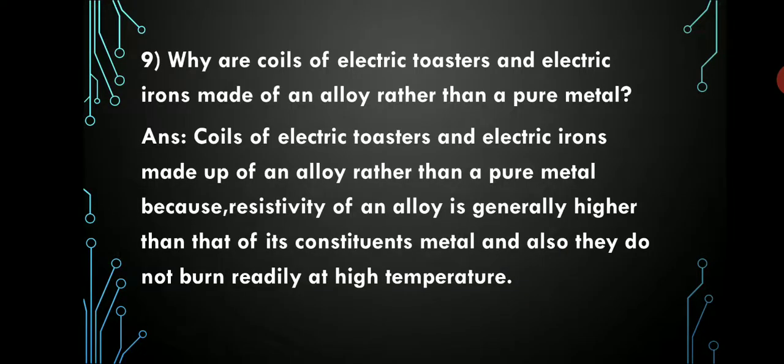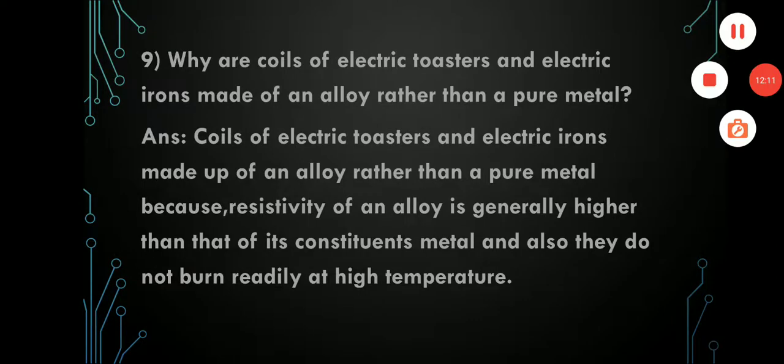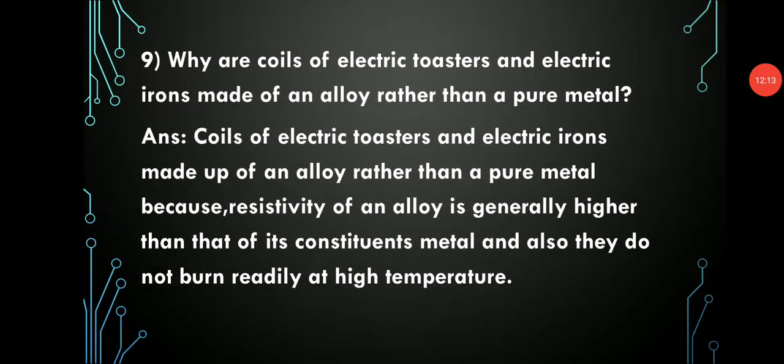So the ninth one: why are coils of electric toasters and electric irons made up of an alloy rather than a pure metal? Okay, so here the question asked is about coils. Electric toasters, you might have seen electric heaters, toasters and iron boxes. They consist of alloy rather than a pure metal, meaning instead of using single metals, they use alloy. Alloy is nothing but a mixture of many metals.